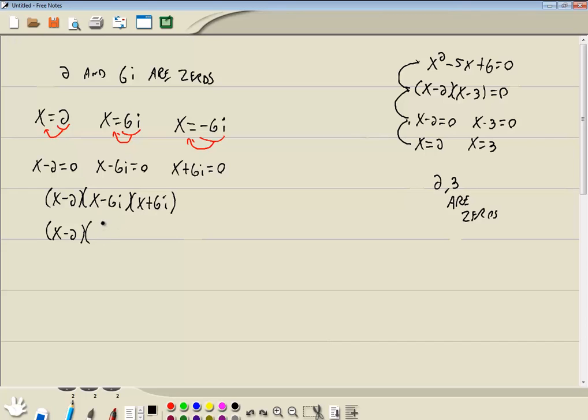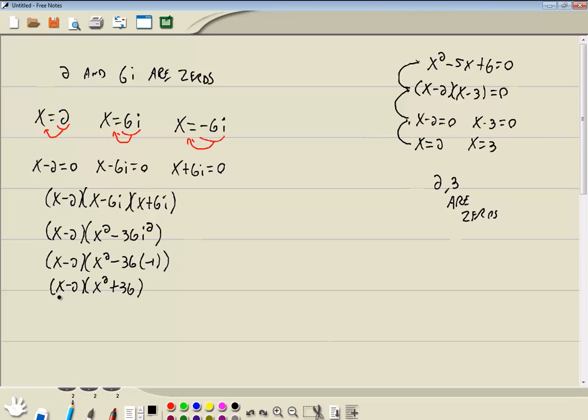When you're multiplying conjugates, all you have to do is multiply your first parts together and your last parts. So x times x is x squared. Negative 6i times 6i gives us negative 36i squared. Now we can never have an i squared, but remember i squared is equal to negative 1. So we can replace the i squared with negative 1. And then negative 36 times negative 1 gives you a positive 36.